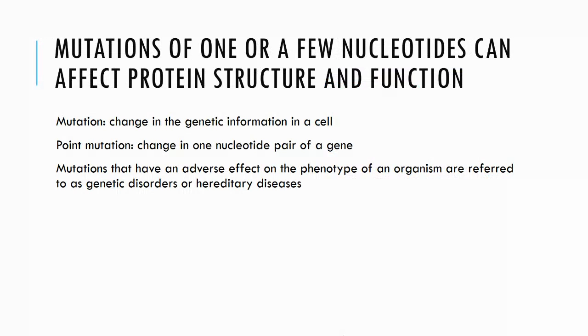Last, we're going to look at some mutations that can happen. A mutation is a change in the genetic information of a cell. A point mutation is a change in one nucleotide pair of a gene. If that mutation has an adverse effect on the phenotype, we call that a genetic disorder or a hereditary disease. I want to add in a note here that not all mutations are bad. Some of them lead to new traits in a population, and we'll look at that more when we get to Unit 7, Natural Selection.